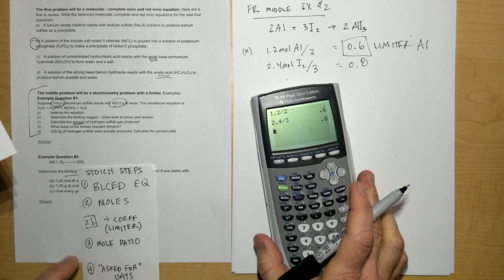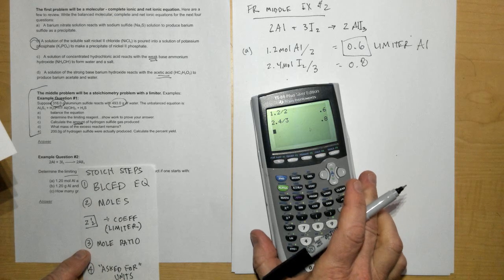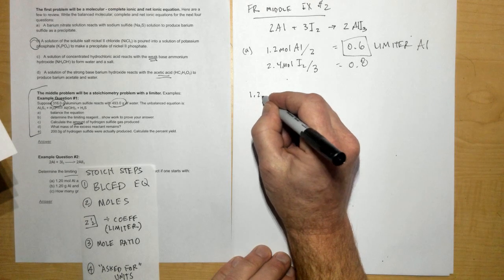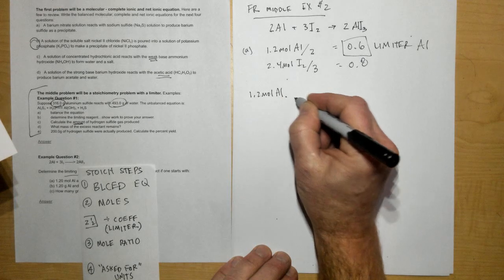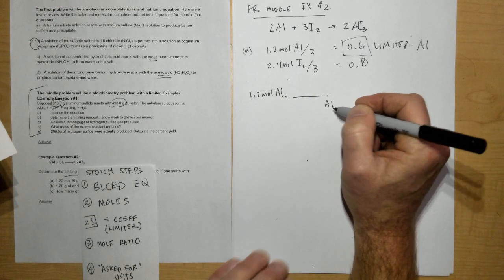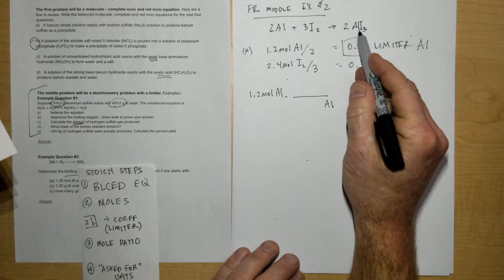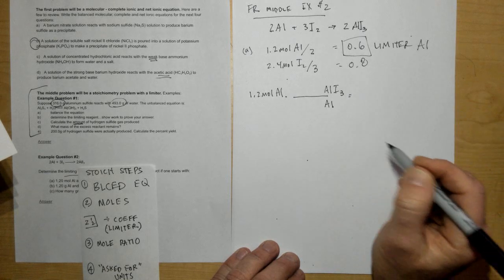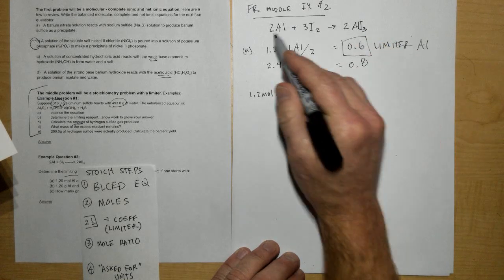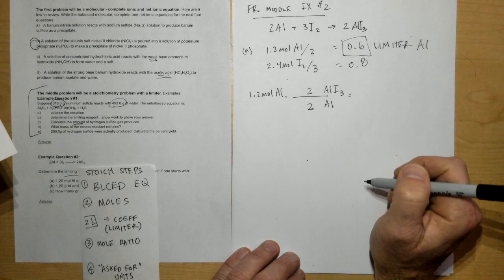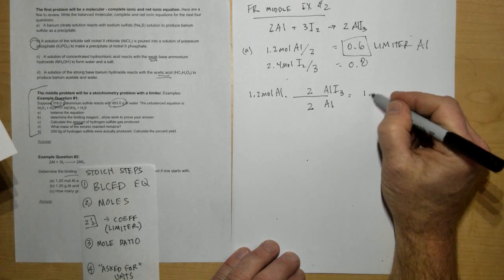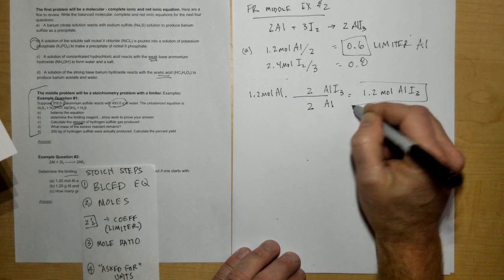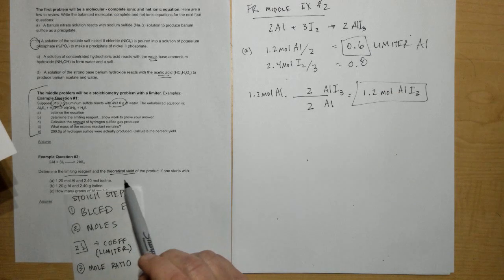And so my next step is to use the mole-to-mole ratio with the limiting reagent. So I have 1.2 moles of aluminum to start with. And in step 3, my mole-to-mole ratio, I will compare aluminum to AlI3, which is my product. And that's where I'm going to get my theoretical yield. There's a 2 in front of the AlI3, and there's a 2 in front of the aluminum right here. A 2 to 2 ratio means that I have a theoretical yield of 1.2 moles of AlI3. That's my theoretical yield, and that's what it wants to know.